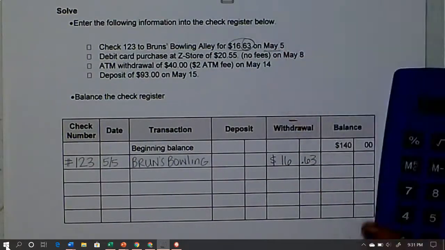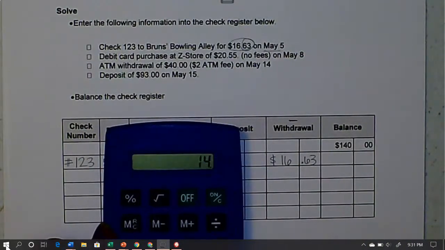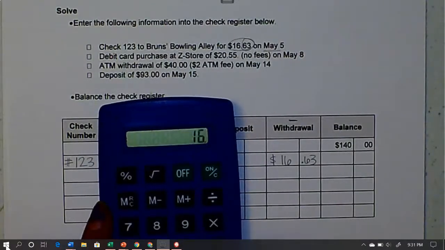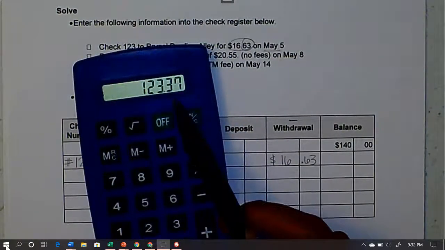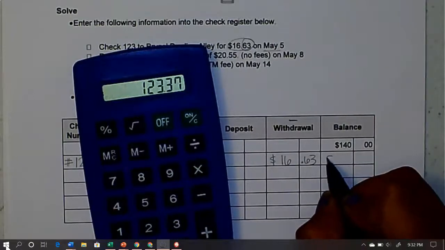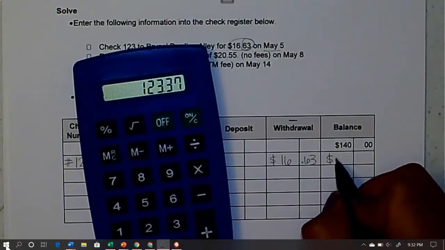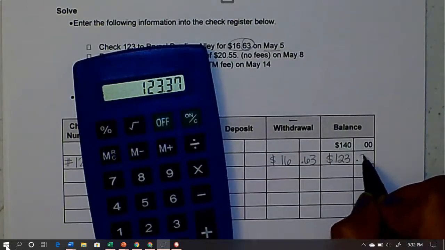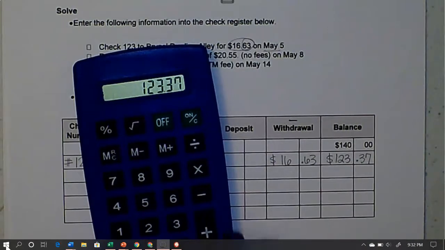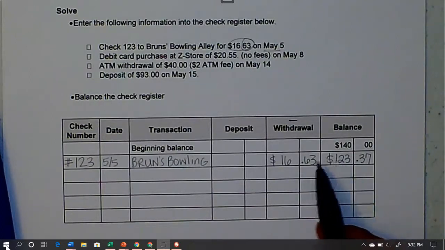Sorry, let me get my calculator. I'm going to take $140 and 0 cents, and I'm going to subtract $16.63. And I'm going to get $123.37. So I'm going to put that right next to here. I'm not going to put it on the line below it. I'm going to put it in the same line here. So my dollar amount is 123 and my cents is 37 cents. Make sure that when you do each transaction, your ending balance is always on that same line.